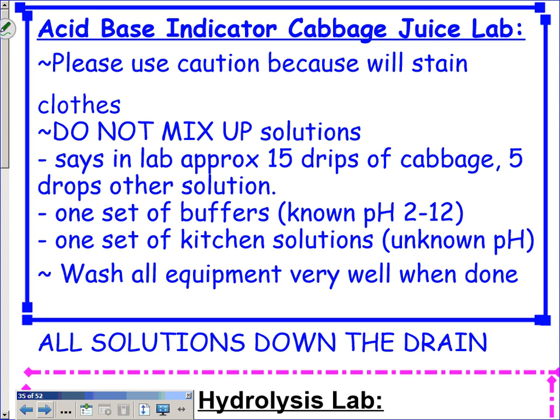So I've got two different sets. I've got these in my bucket. These are the kitchen samples. So I've got lemon juice, Sprite, kitchen cleaner, Tums solutions, things like that. And you don't know their pHs, right? I don't know the pHs. You're going to call those your unknowns, and you're going to compare them to your other colors to see what their actual pHs are.